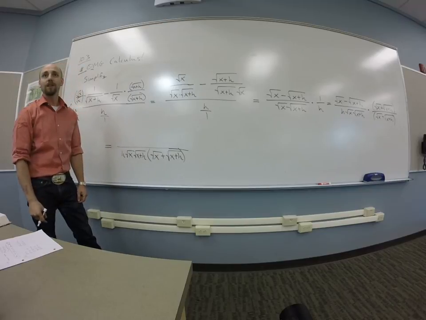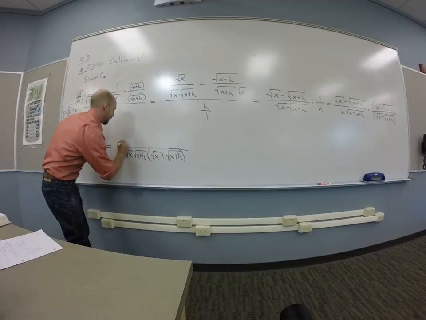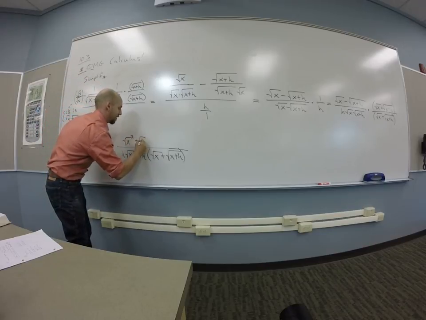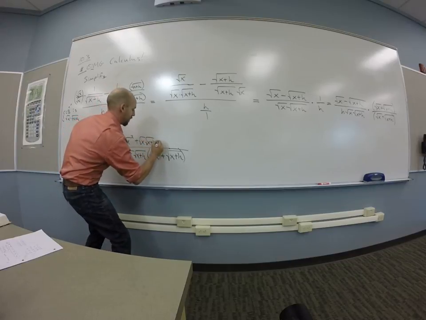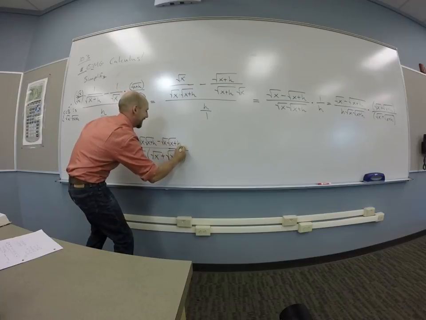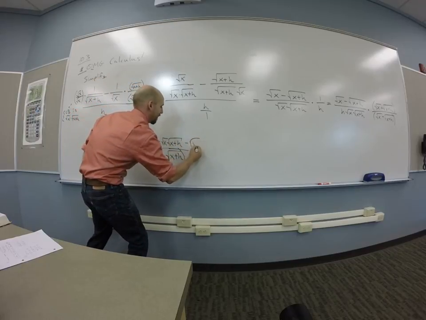All right, then what do you get in the top? This is the payoff. Root x squared plus root x times root x plus h minus root x times root x plus h. Good, you spelled FOIL right this time. Okay. Minus root x plus h squared. Squared. Right.